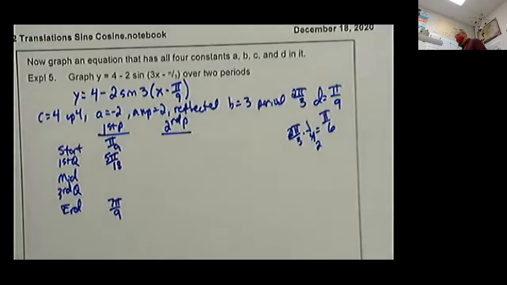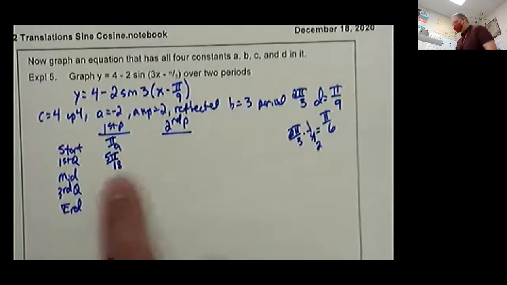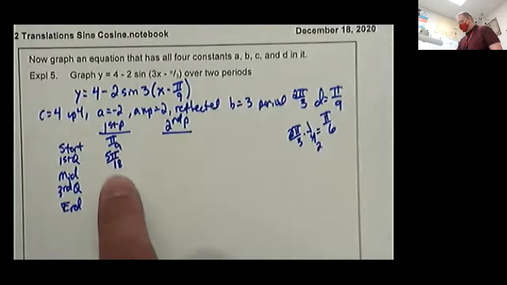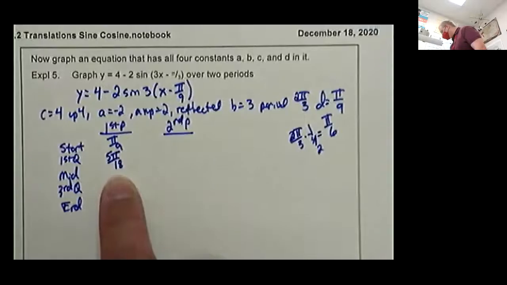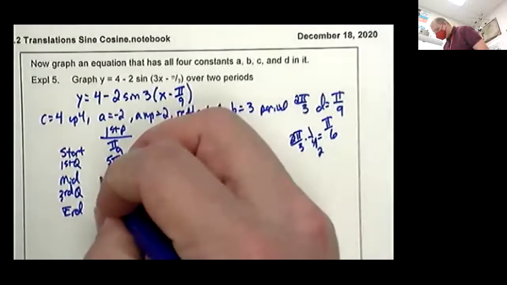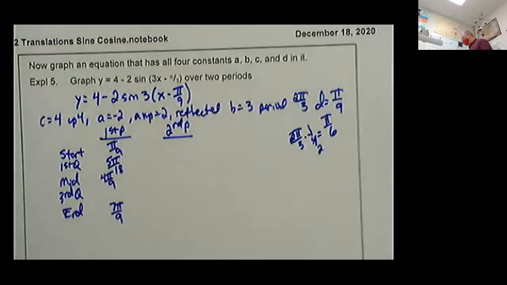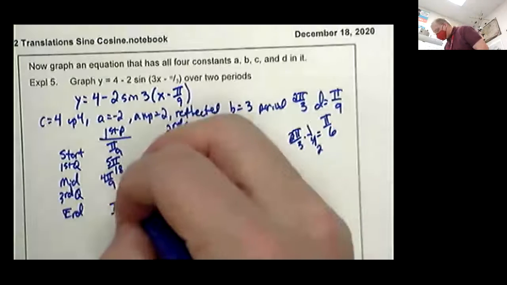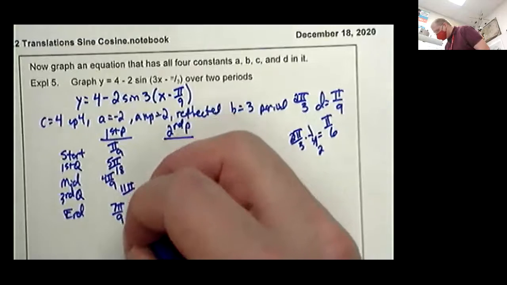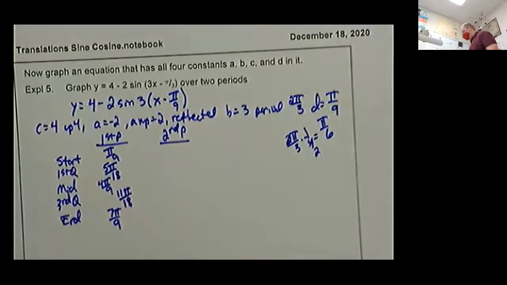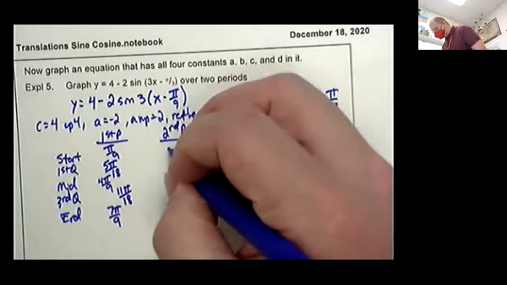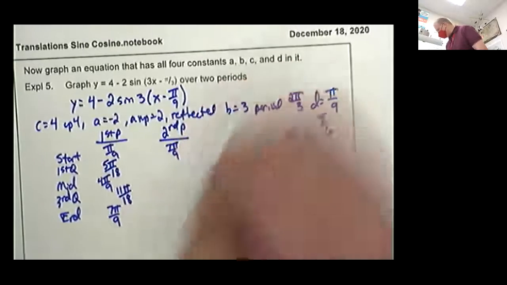Because we're in 18ths, we'll add another 3 pi 18ths. That gets us to 8 pi 18ths, which is 4 pi ninths. We'll add another pi sixths. Again, you can use your calculator if you need to. That's 11 pi 18ths. And we end up at 7 pi ninths. We end at 7 pi ninths, so that's where our first period ends.